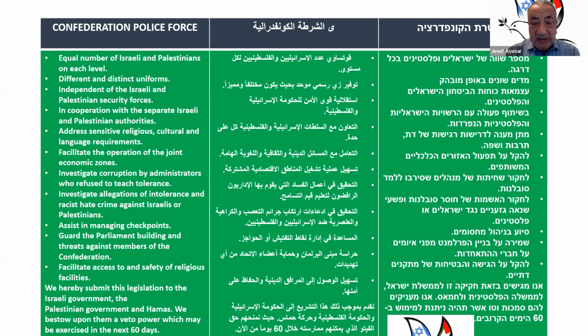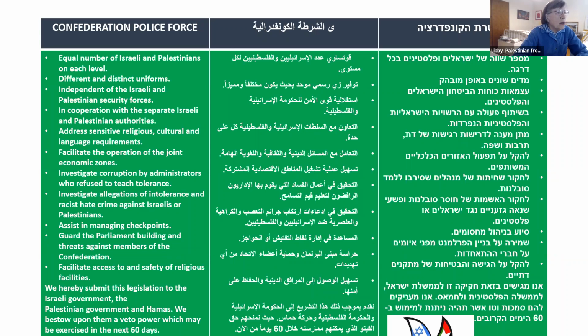Libby, could you read that, please? Equal number of Israeli and Palestinians on each level. Different and distinct uniforms. Independent of the Israeli and Palestinian security forces. In cooperation with the separate Israeli and Palestinian authorities. Address sensitive religious, cultural, and language requirements. Facilitate the operation of the joint economic zones.